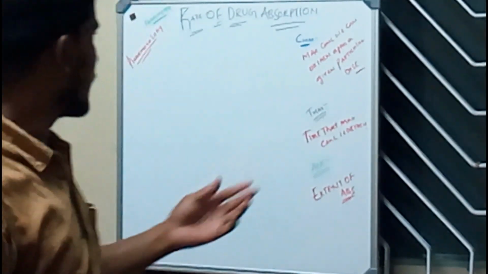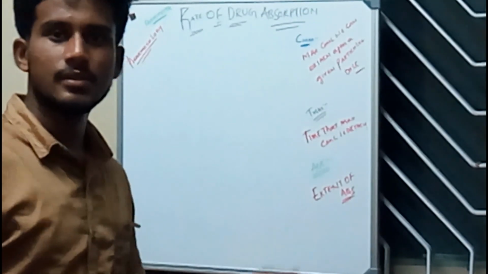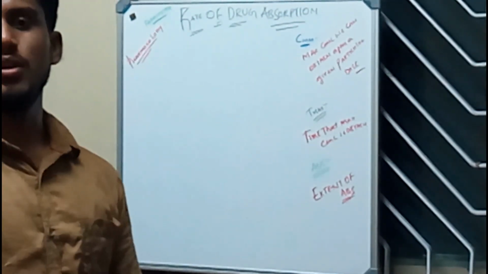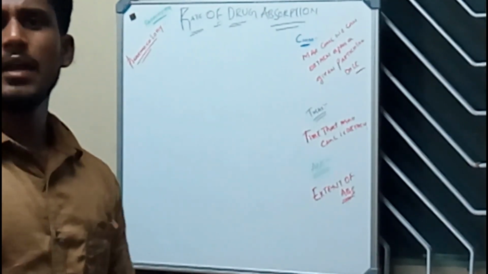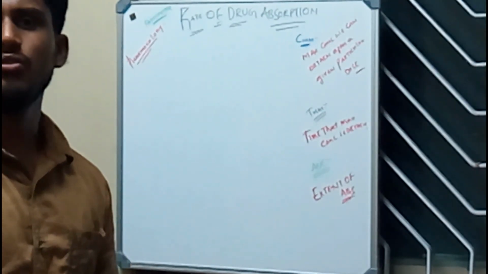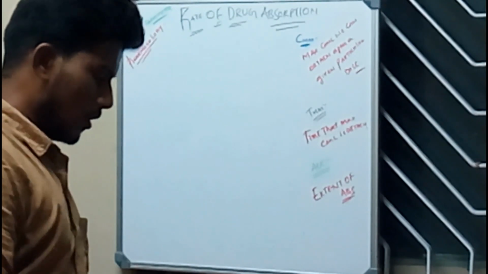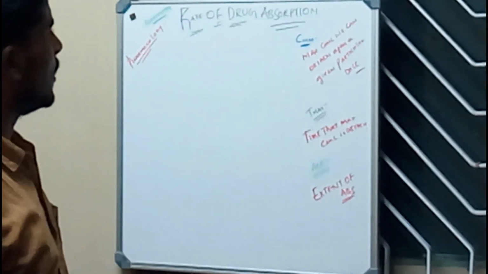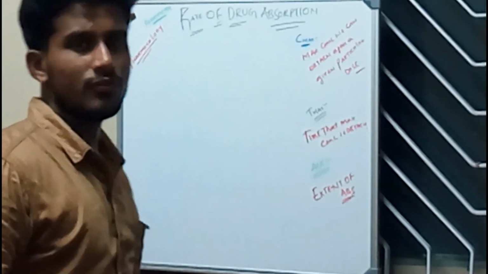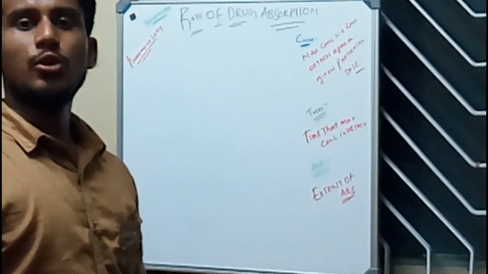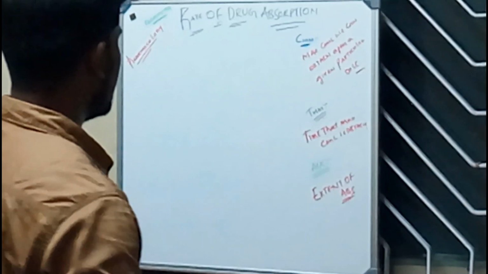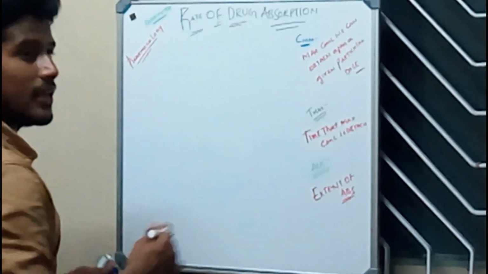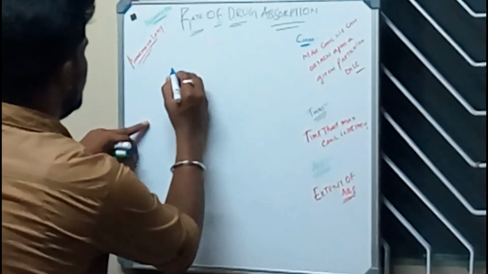Today I'm going to explain the parameters of the rate of drug absorption. What parameters take place in drug absorption? First, to calculate the rate of drug absorption, we need to take a graph between the plasma concentration and the time.